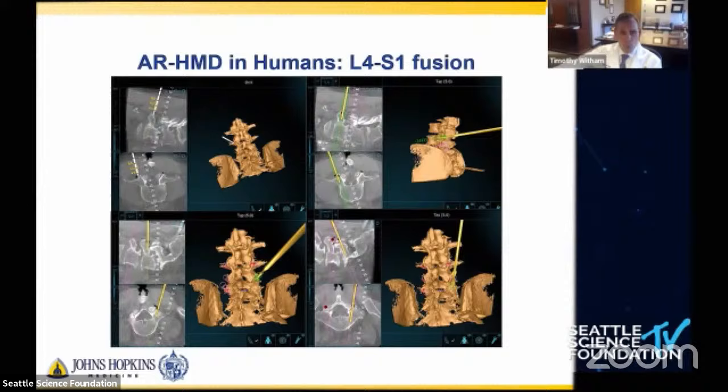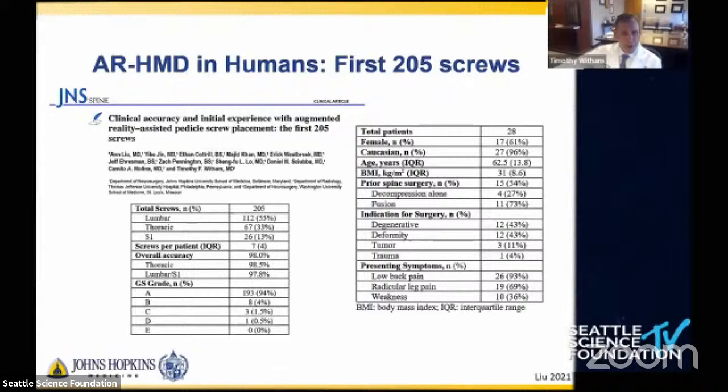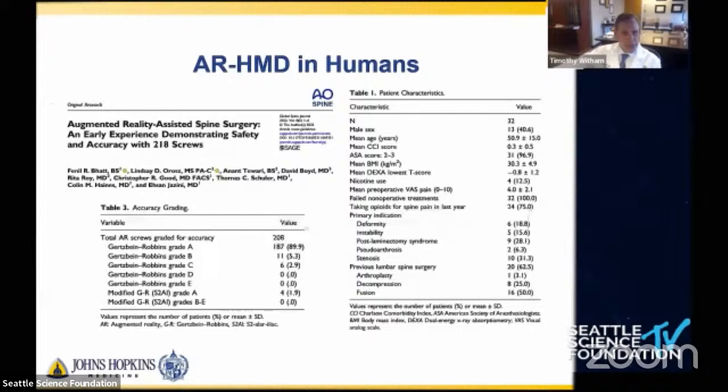And so we did publish our first 205 screws on the accuracy rate, and it comes in at about 98% accurate. If you look at the Gertzbein-Robbins scale, a grade A and a B are considered accurate. That's less than 2 millimeters for the grade B, and we came in at 98% on that. Similarly, Dr. Gesini, Chris Good, Tom Schuler out of the Virginia Spine Group, they published their first 208 screws, and came up with a similar accuracy rate in the 94% range. So it can be reproducible.